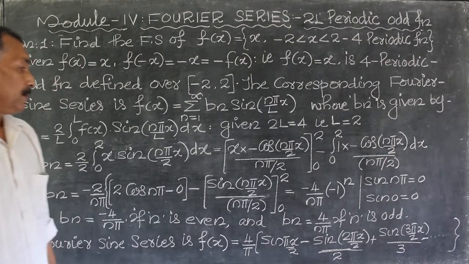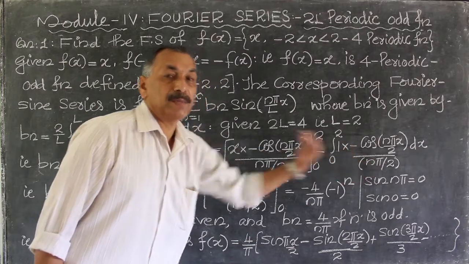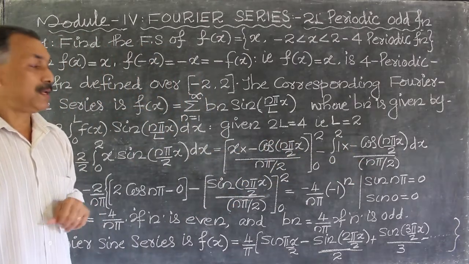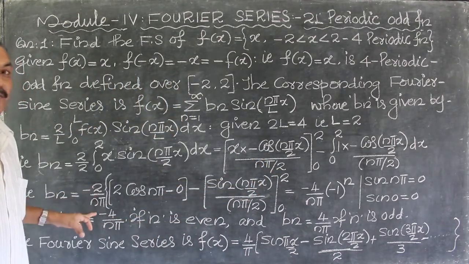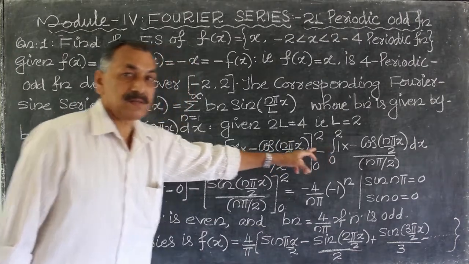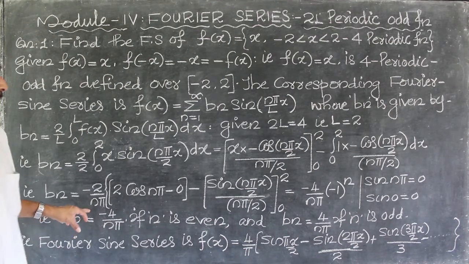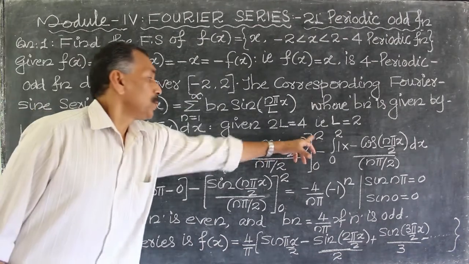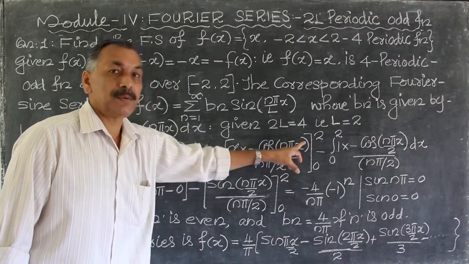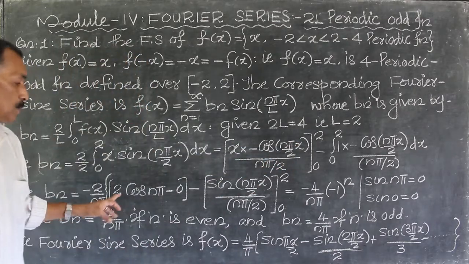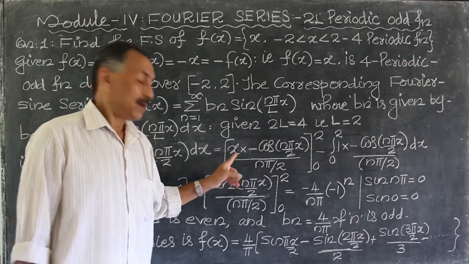Then b n is equal to: n pi by 2 is outside, 1 divided by n pi by 2, that is 2 divided by n pi. Here minus, this is also minus, so minus 2 by n pi outside. Apply the upper limit: x into 2, cos n pi by 2 times 2, the 2 and 2 cancel, that is 2 cos n pi, minus the lower limit, applying x equals 0, which gives 0.